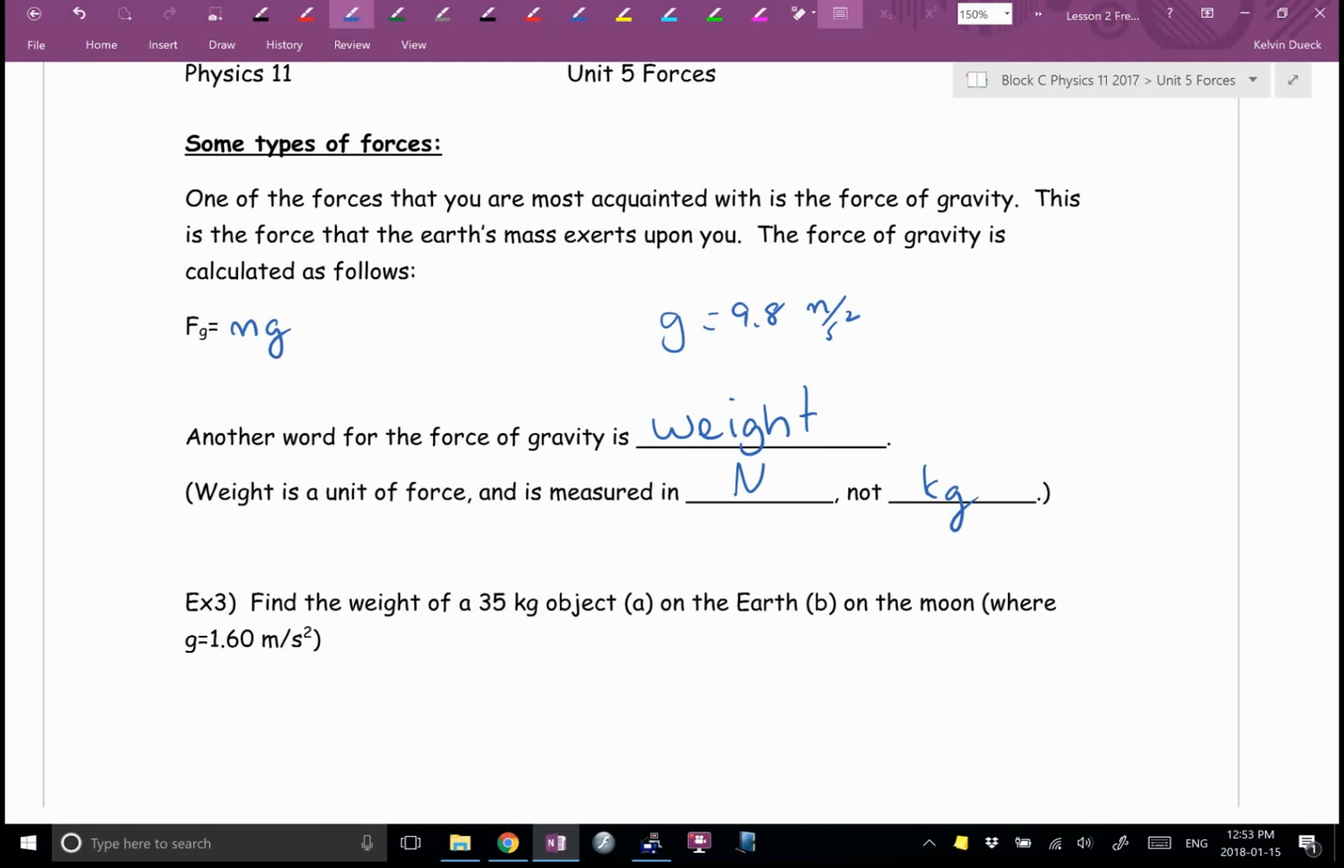The force of gravity upon you is called what? What's another word for the force of gravity upon you? No now. Wait, no now. It's a joke. It's a funny. She didn't. Okay, whatever.